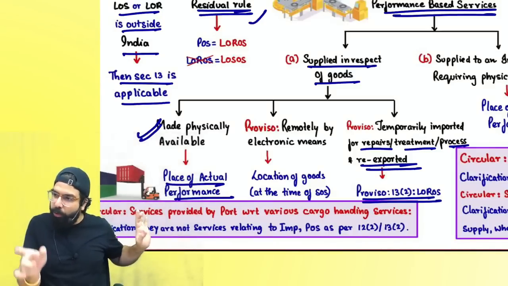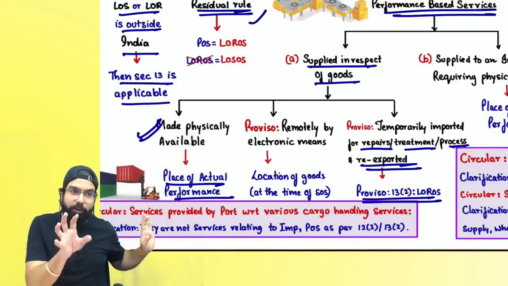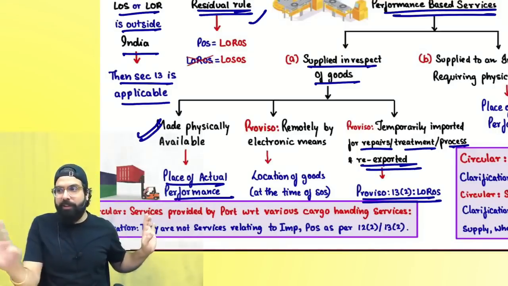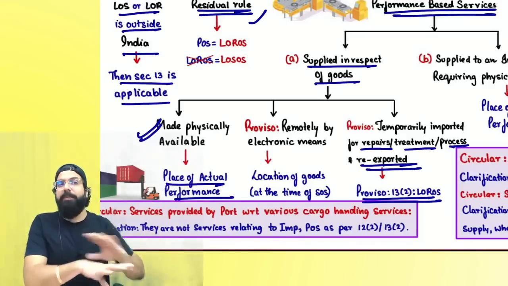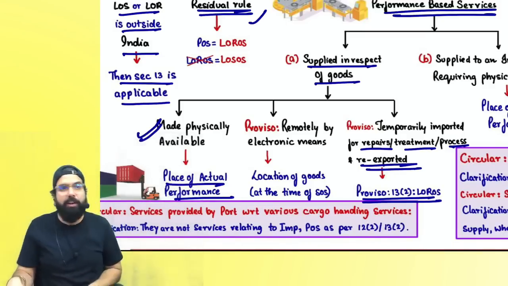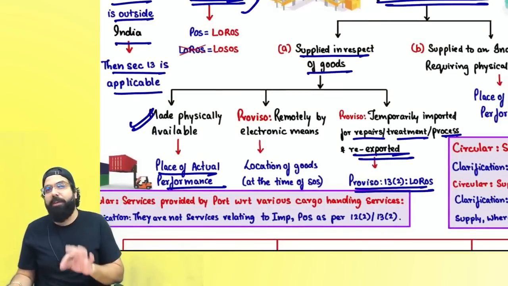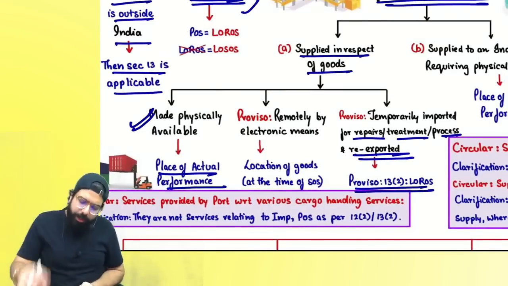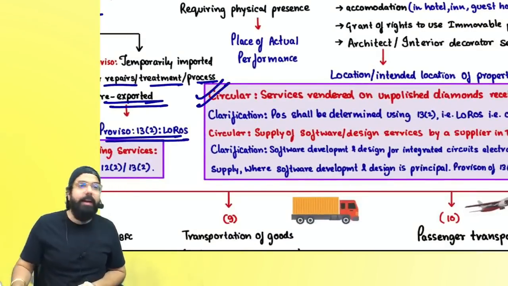Maybe if it was put to use in India, it was put to use only to check whether the treatment or process was done properly or not. Otherwise, if it was put to use in India, then you will have to take the place of actual performance. Otherwise, it is always the general rule: location of recipient of service. Here, there is also one circular regarding diamonds, etc.